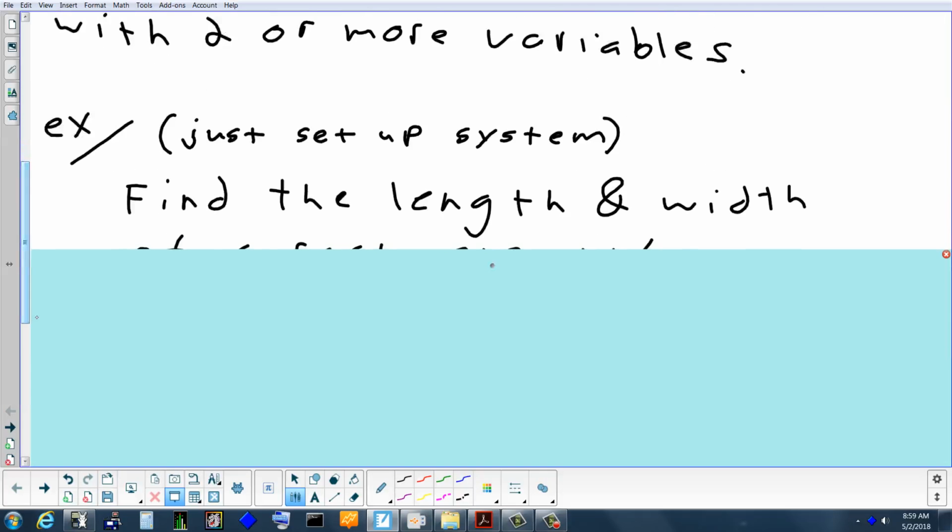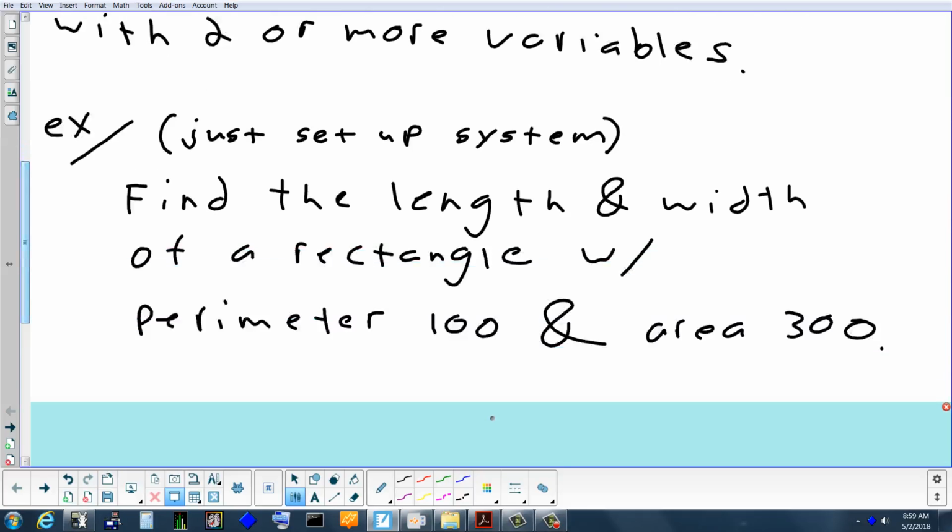All right, so for this one, I just want to set up the system. So I want to find the length and width of a rectangle that meet a certain criteria. In this case, the criteria is that the perimeter is 100 and the area is 300. So first thing we're going to need is the 2 formulas for perimeter and for area.